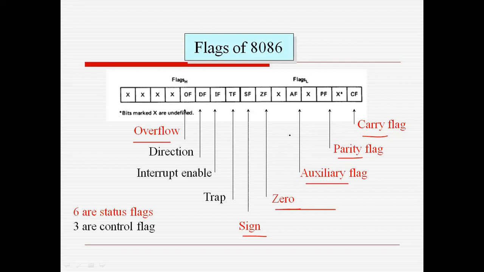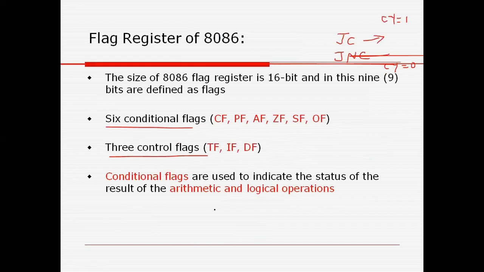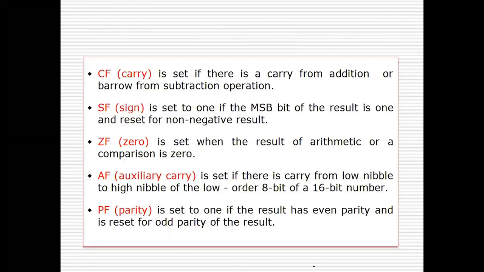So the 9 flags are divided into 2 groups, the status flags and control flags. Out of the 9, 6 are the status flags and 3 are the control flags. The 3 control flags are the direction flag, interrupt flag, and trap flag, also called the trace flag. The conditional flags indicate the status of arithmetic and logical operations, and the control flags are used to control the processor operations.